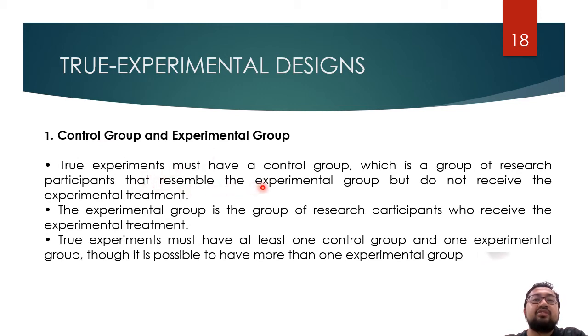Alright. Okay, first yang kita panggil karakteristik dia, mesti ada control group and experimental group. True experiments must have a control group, okay, which is a group of research participants that resemble the experimental group but do not receive the experimental treatment. Untuk control ni dia tak ada treatment lah. Maknanya dalam sini control group ni do not receive the experimental treatment. Okay, manakala experimental group pula yang receive the experimental treatment. Okay, a true experiment must have at least one control group and one experimental group, though it is possible to have more than one experimental. At least kena ada satu eksperimen dan satu control group.